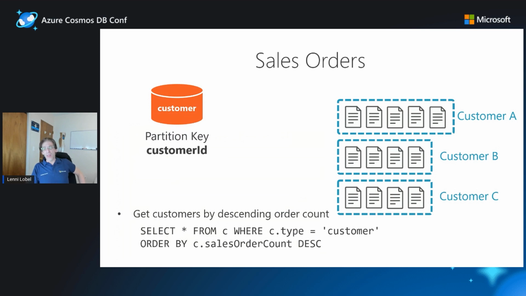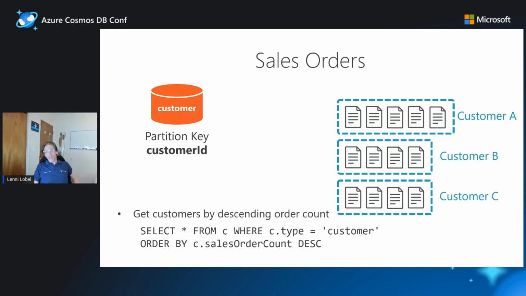And once you've got that stored procedure in place, it does mean that anytime you want to add an order document, you must do so by calling the stored procedure and not by directly inserting it. And if you follow those guidelines, you will always be able to run a very efficient query like so, a relatively efficient query. This is a cross-partition query, right? Because there's no where clause in here. We're ordering by the sales order count descending.